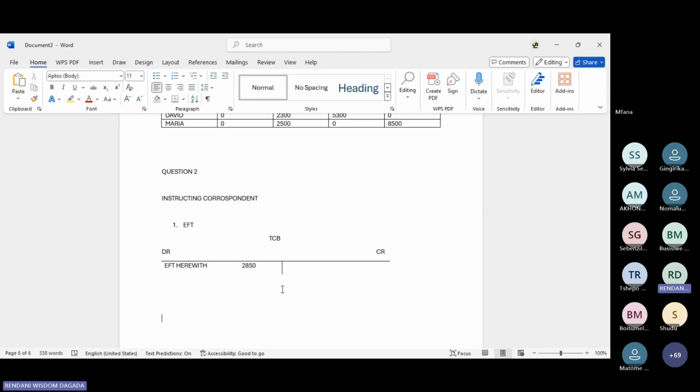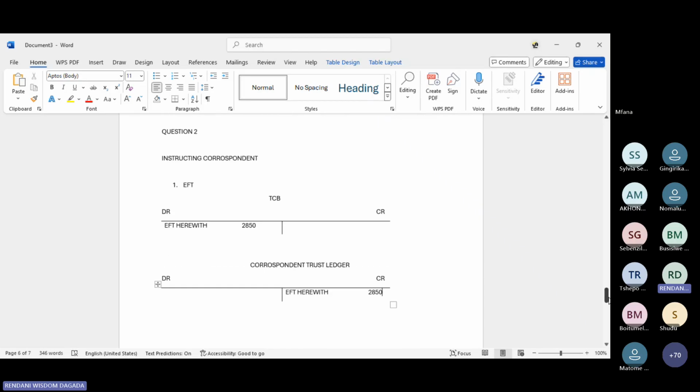Then we're going to do double entry. Our client is always the correspondent. So we're going to do double entry on the correspondent trust ledger on the opposite side. EFT herewith 2,850. And that is the nutshell of step number 1 for instructing correspondent. You need to follow the steps under instructing. You record it like that always. If instructing correspondent comes tomorrow, the only difference will be the numbers, but the entry has to be the same.